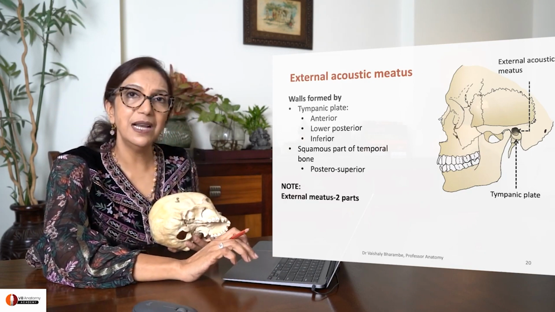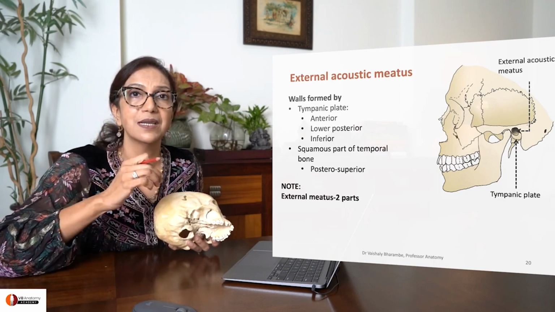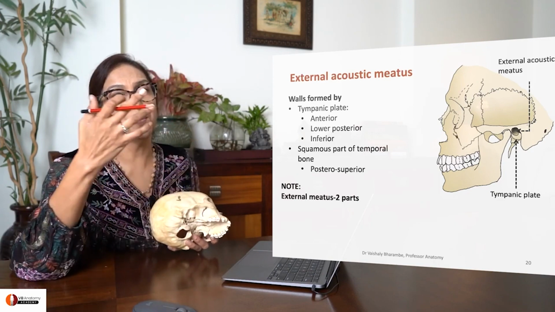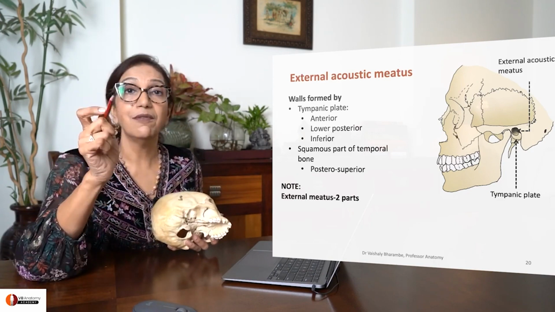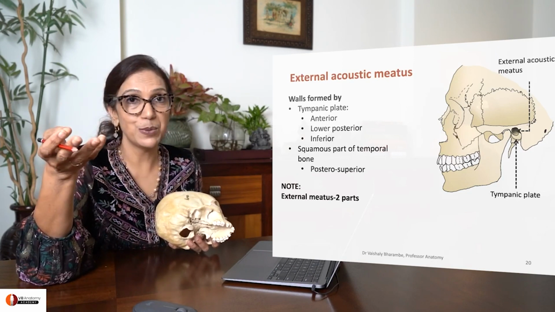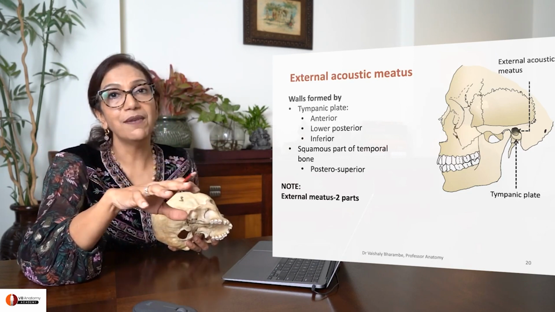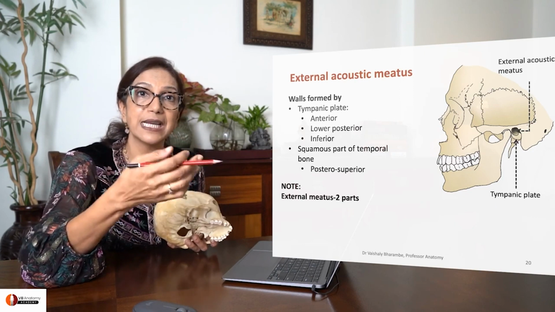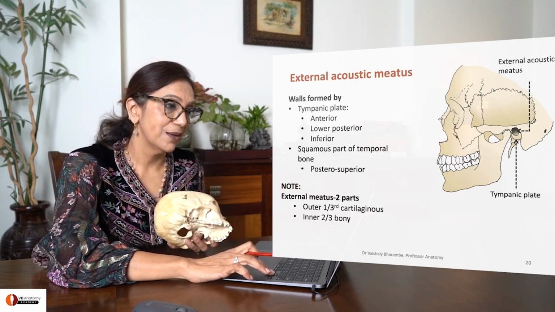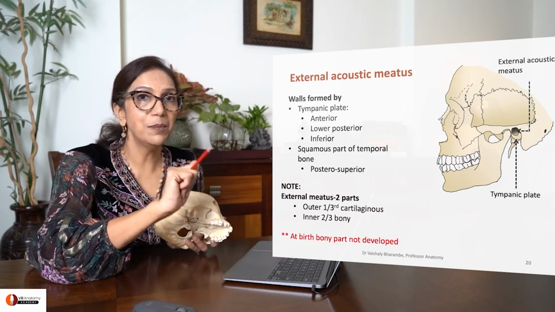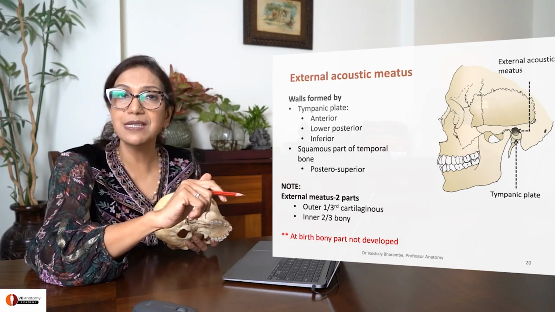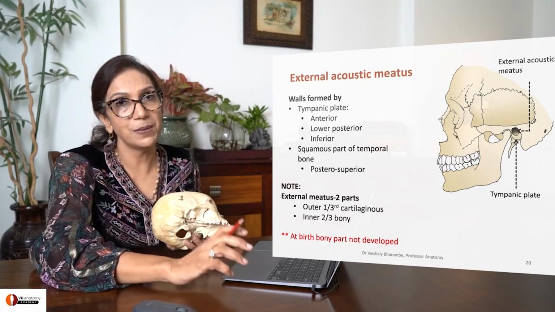Note that the external acoustic meatus has two parts: a deeper bony part and a superficial cartilaginous part. When you are born, the bony part has not developed. It develops with time. Now, this has applied importance. I want you to find out why it's important to know this and put it in the comment section.